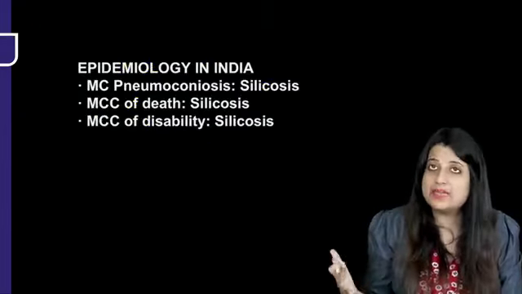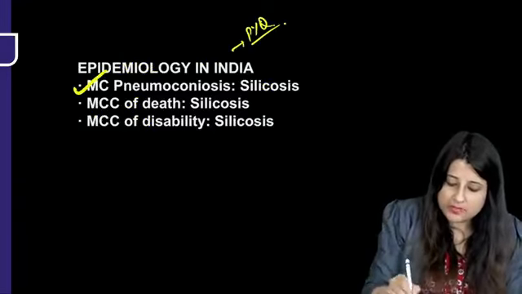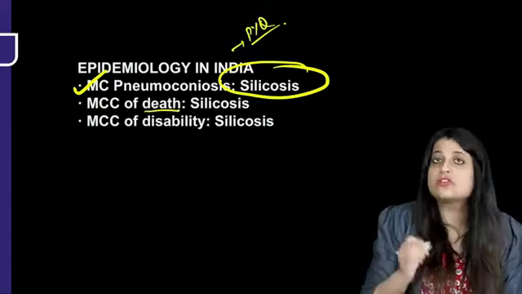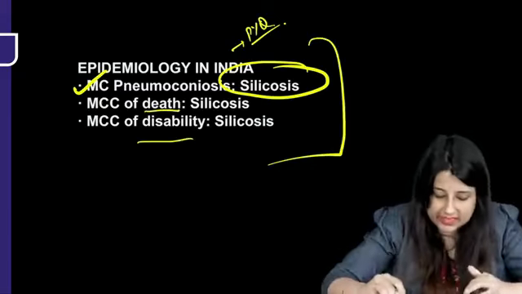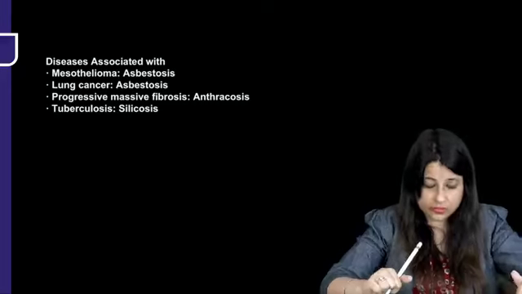Okay. Now epidemiology in India, again some PYQs and golden points. Most common cause of pneumoconiosis is silicosis. Most common cause of mortality and disability is also silicosis. Certain diseases are associated with different forms of pneumoconiosis.